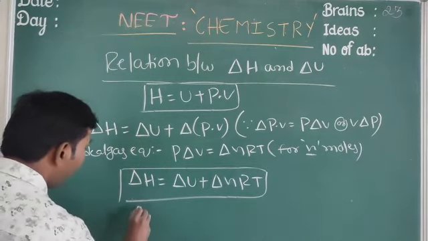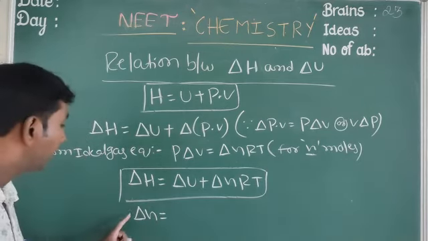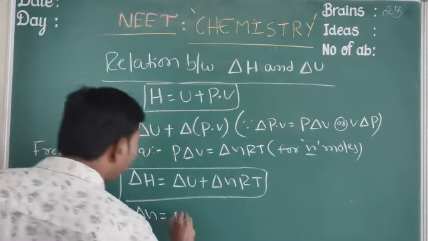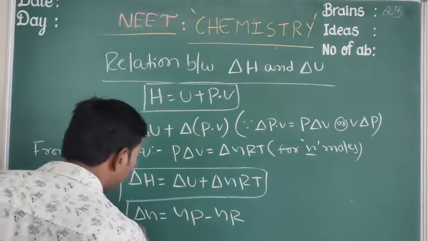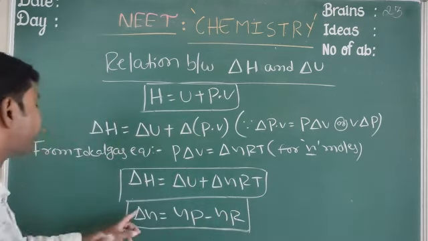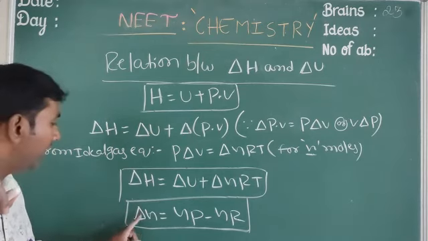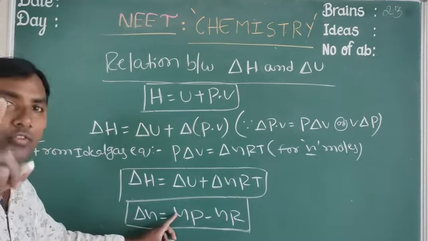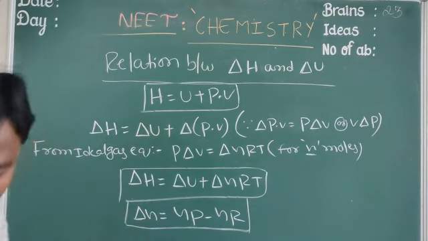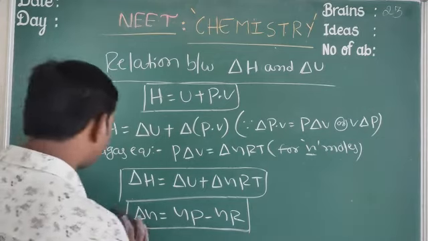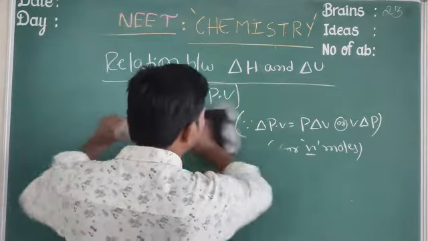Here, Δn means change in number of moles. Δn equals number of moles of products minus number of moles of reactants. Okay, now we have to apply this to some reactions, different cases.